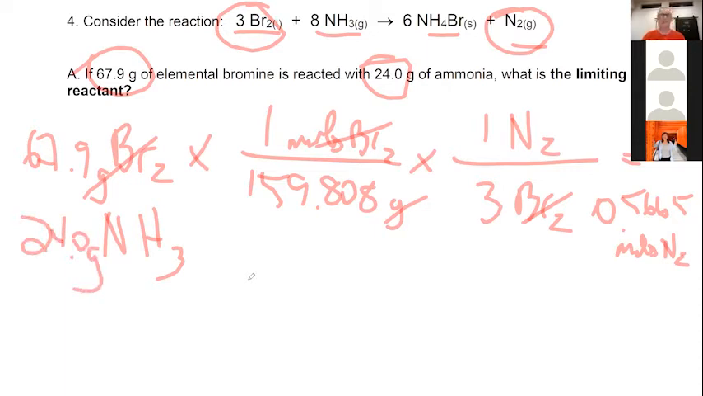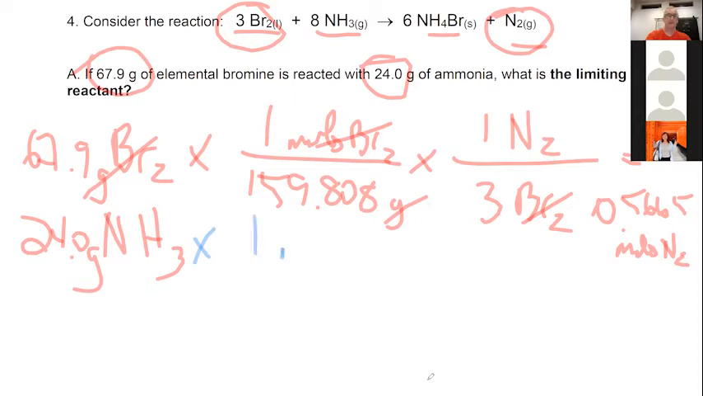So before I go any further, I want to point out that a lot of students make the mistake of assuming if one mass is less, then that means it's limiting, and that is not true, right? You have to do this calculation first. Some students assume that because 24 is smaller, there's a lot less ammonia, so it's got to be the limiting reactant, right? But maybe it isn't, because ammonia is a lot lighter than bromine. So molar wise, maybe actually you have more moles of ammonia. So let's figure it out.